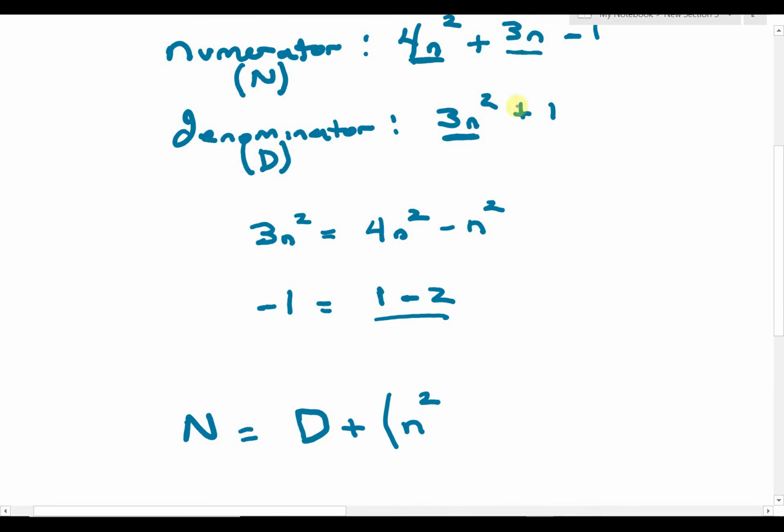Because 3n is included in the denominator and it's not included in the numerator, we have to add the 3n. And then from there, we notice that the negative 1 in the numerator is just equal to the denominator's plus 1, so then we have to do minus 2. So we took the minus 2 right here to get to where we need.